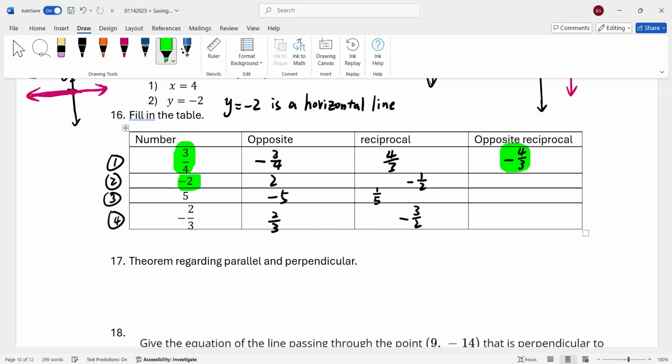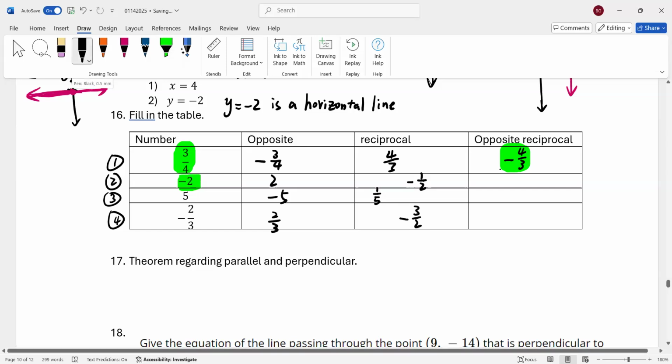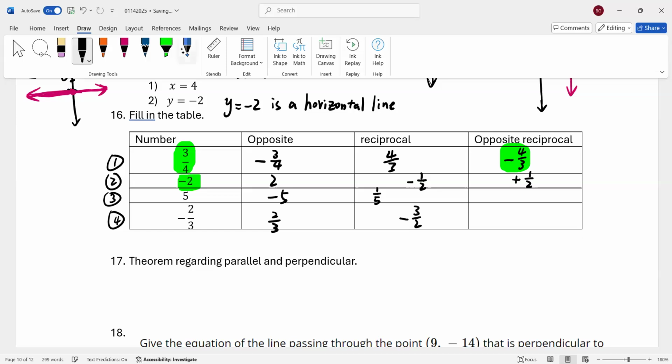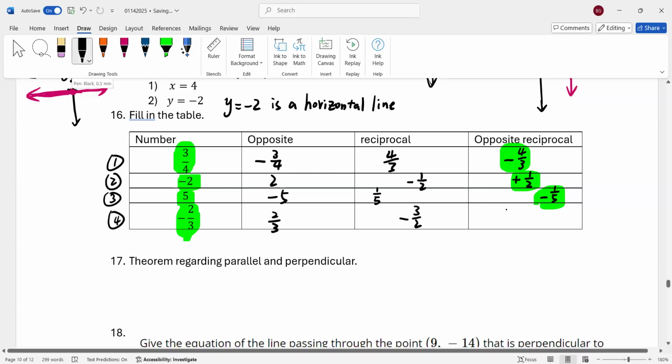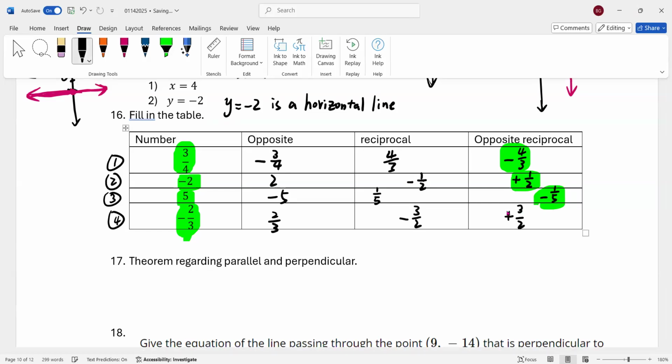And the second number is -2. So the opposite reciprocal is going to be positive 1/2. The third number is 5, positive. So negative 1/5. The last number is negative 2/3. The opposite reciprocal is going to be positive 3/2.